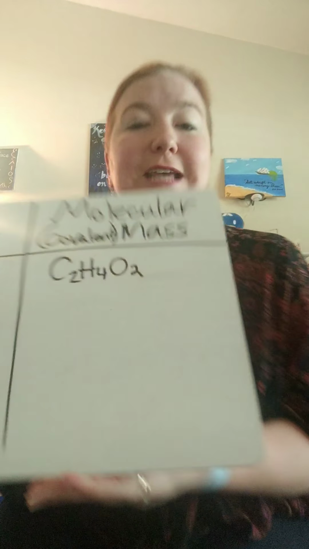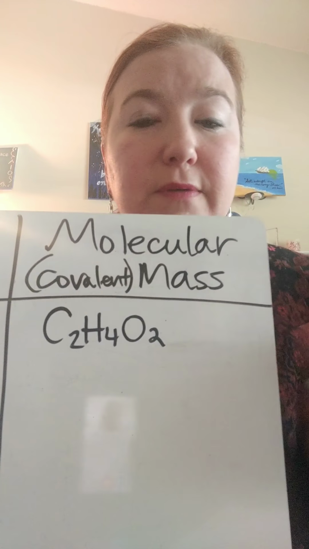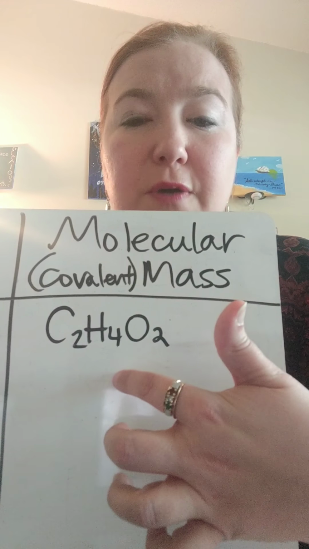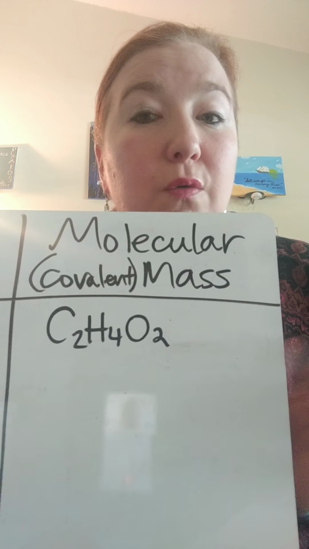Now, we're going to do the same math for molecular mass, which is for a covalent compound. So I've got carbon, hydrogen, and oxygen. So there's 2 carbons, 2 hydrogens, 2 oxygens. I'm going to get those masses again. I'm going to get a total. Going to the tens place.